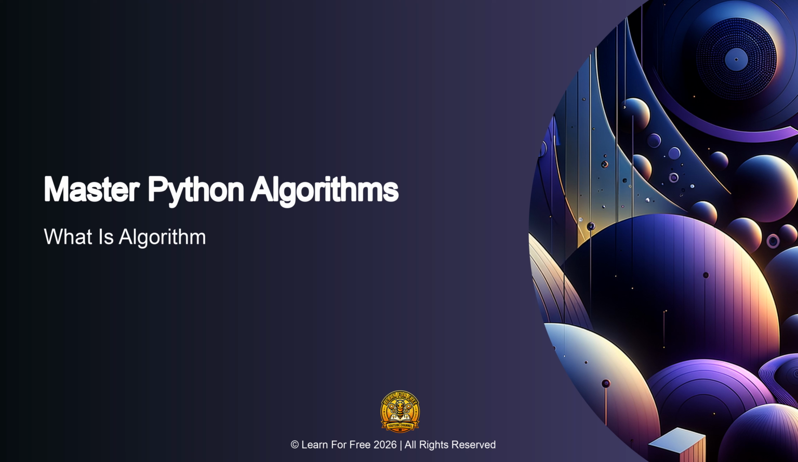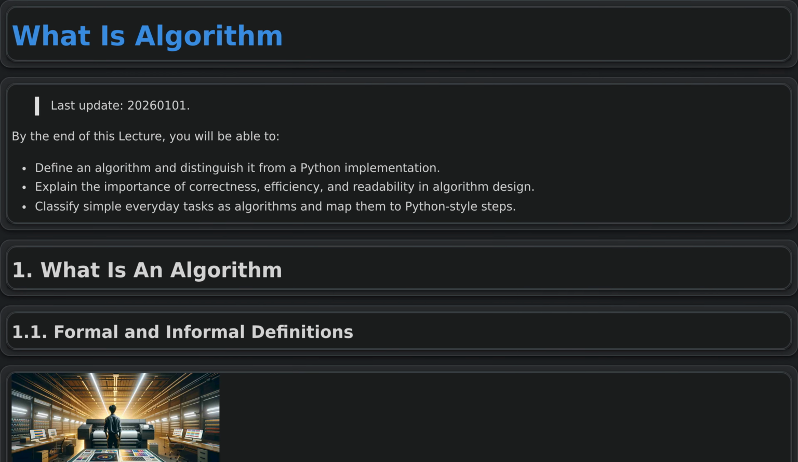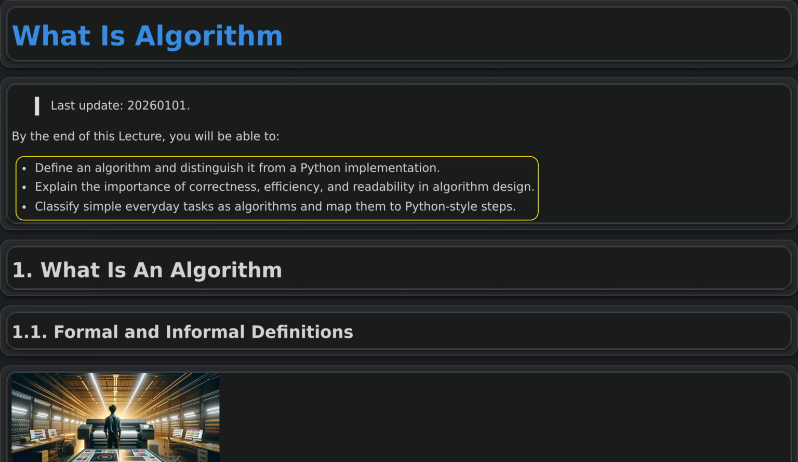Module 1, Lecture B. What is an algorithm? By the end of this lecture, you will be able to define an algorithm and distinguish it from a Python implementation, explain the importance of correctness, efficiency, and readability in algorithm design, and classify simple everyday tasks as algorithms and map them to Python-style steps.